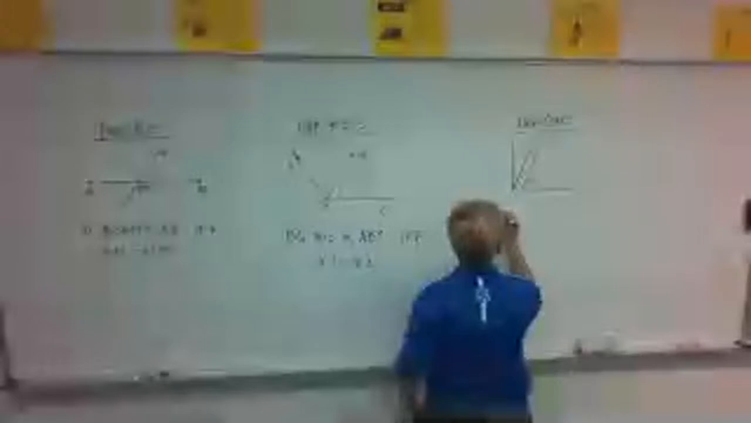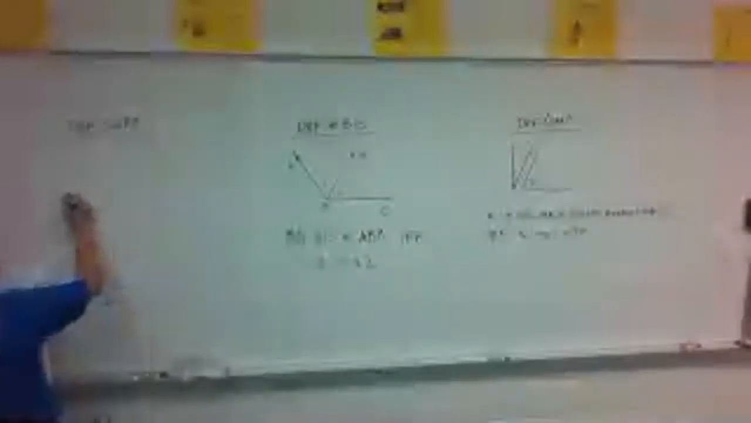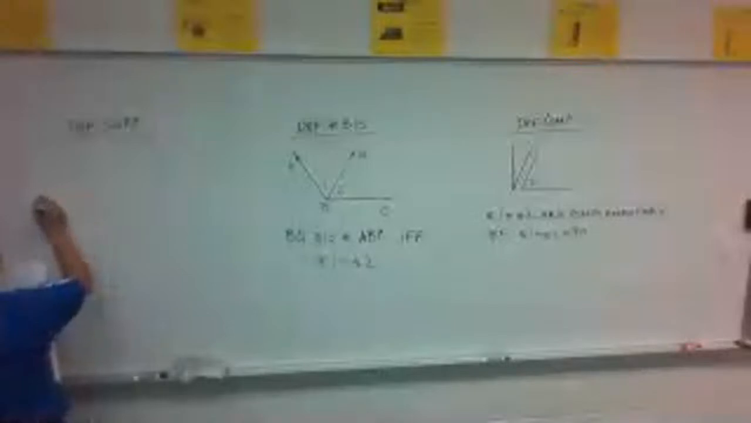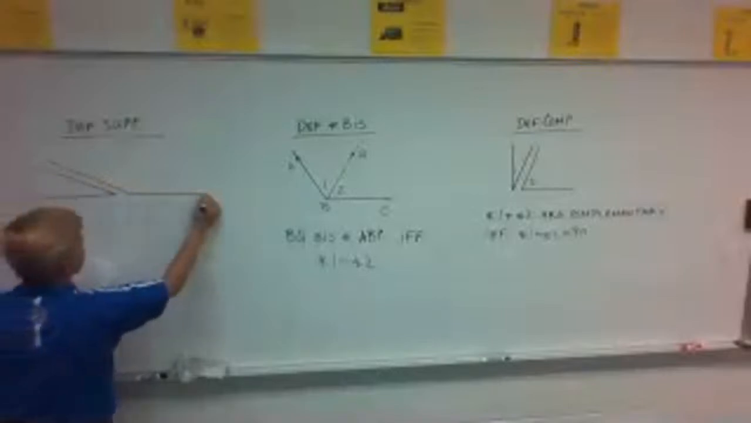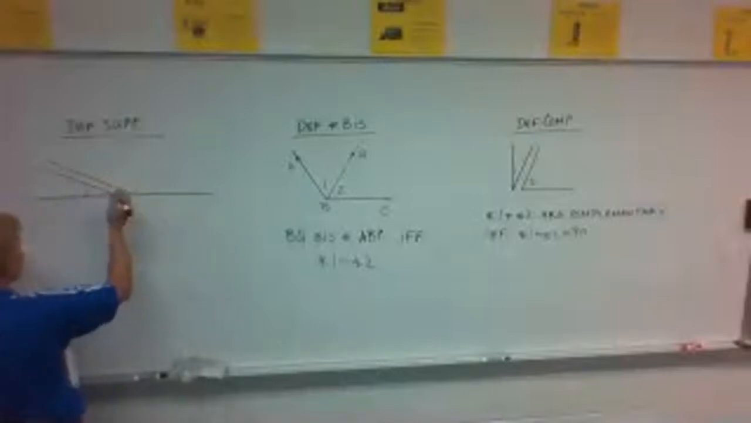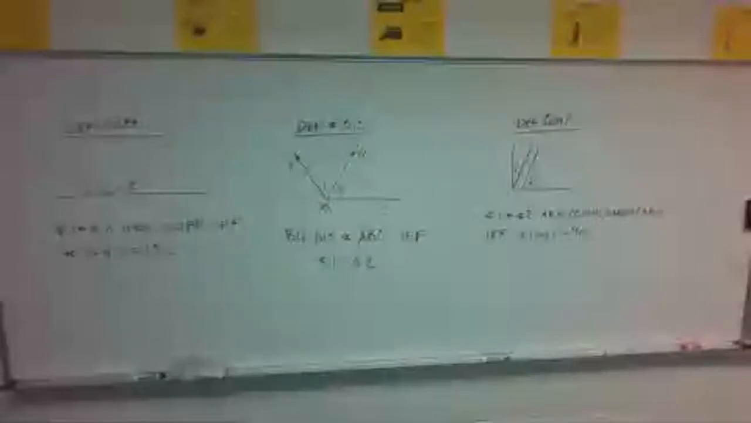Angle 1 and angle 2 can be added up to 180, but not necessarily connected. They could be, they don't have to be. So we have a picture. Still, they have to add up to 180. This one isn't a definition. It's an observation.